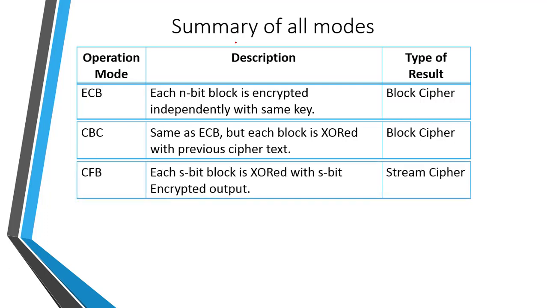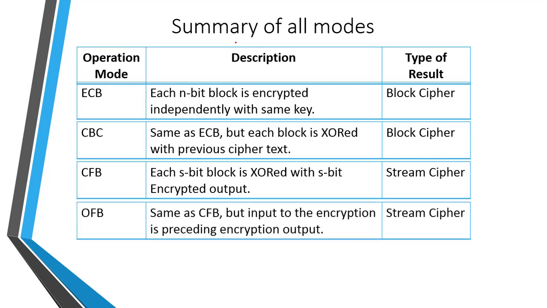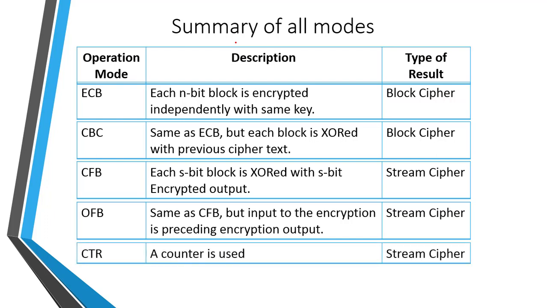Next is CFB. Here each S-bit block is XORed with the S-bit encrypted output, and the type of result here is stream cipher. Next is output feedback mode, which is the same as CFB, but the input to the encryption is the preceding encryption output. Here also the type of result is stream cipher. Next is counter mode, in which a unique counter is used for each plaintext block, there is no chaining here, and the type of result is stream cipher. So this is all about block cipher modes of operation.